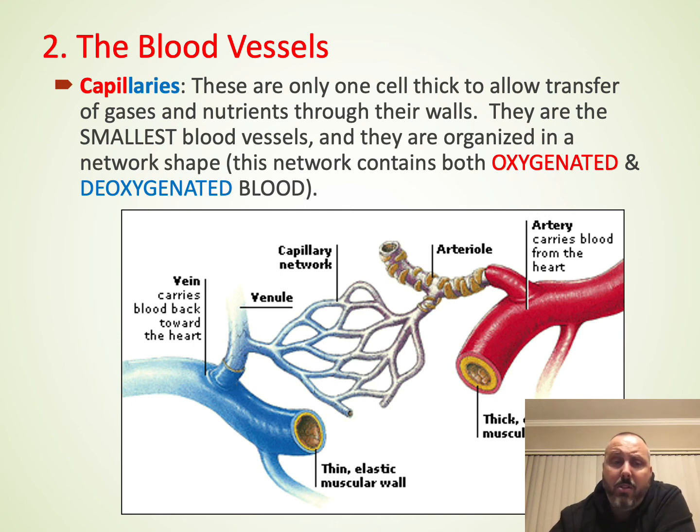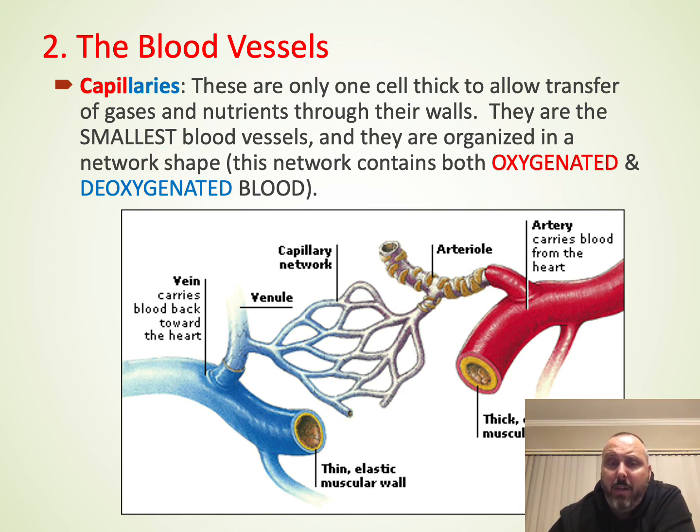They are networks that have a massive surface area to allow that gas exchange to happen. So for that oxygen to go from the blood out into the tissues, and for the carbon dioxide to come from the tissues into the blood to be transported back to the heart, and then obviously be expelled through the lungs as well. So capillaries are only one cell thick to allow that to happen.